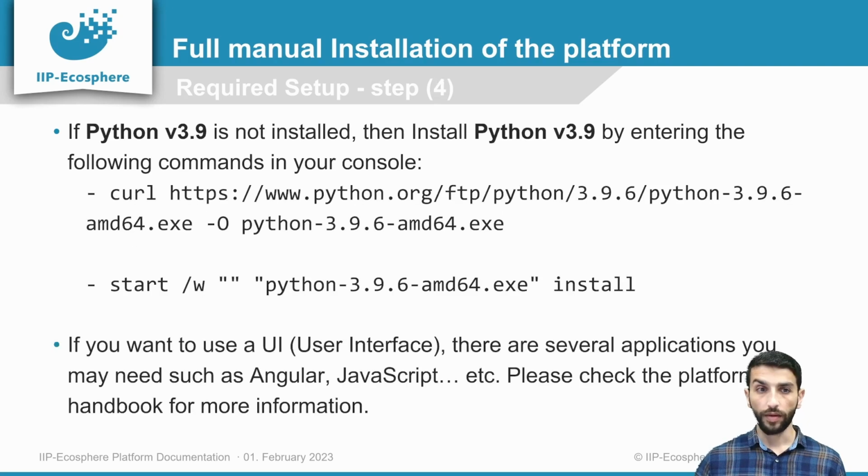If you don't have Python version 3.9 installed on your machine, or if you would like to install the exact version, please execute the following two commands. The first command will download Python version 3.9.6 exe. The second command will install Python. If you want to use the user interface, there are several other applications like Angular and JavaScript that you should use. Please check the platform handbook for more information.